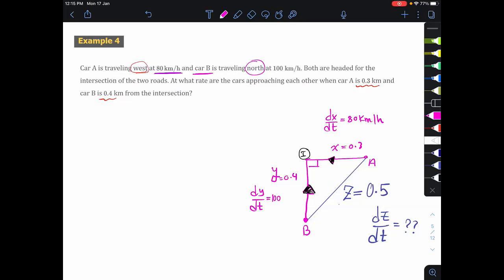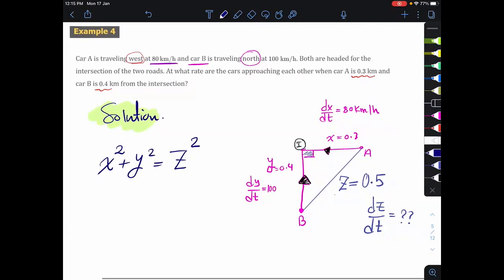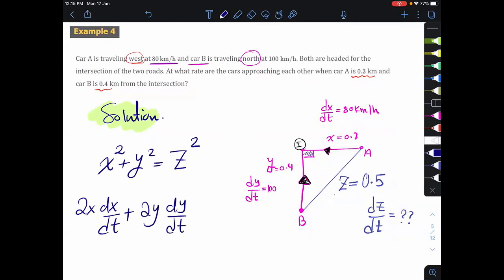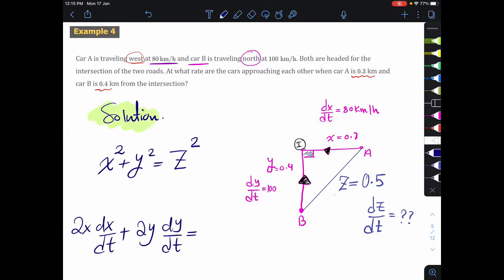Okay, so what's the relationship or what equation we can use to relate x and y in this situation? Pythagorean theorem. So the Pythagorean theorem is x squared plus y squared is equal to z squared, in this case. Differentiate both sides with respect to time. So 2x dx over dt plus 2y dy over dt equals what? Don't say dz, okay? 2z dz over dt.